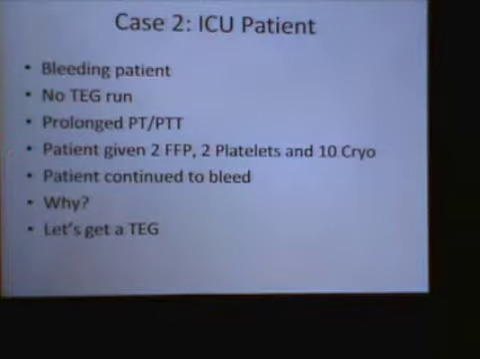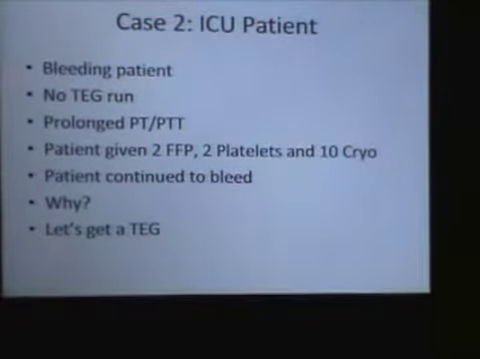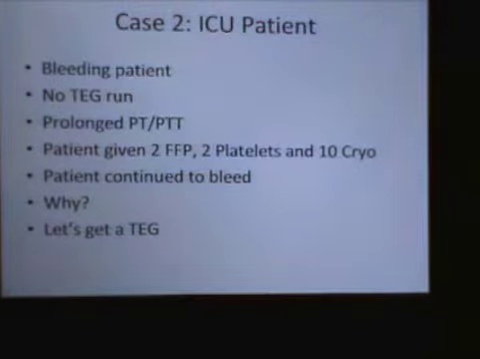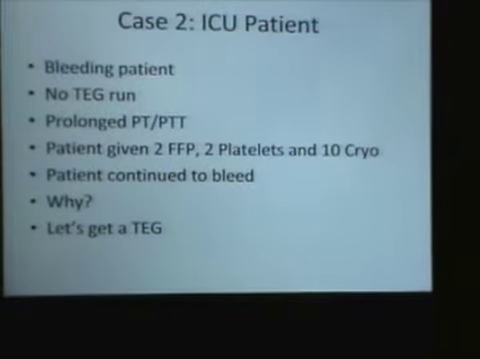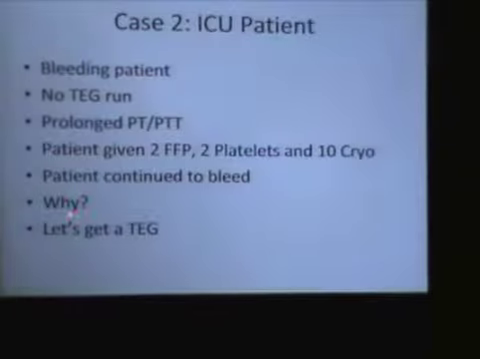ICU patient, patient bleeding, no TEG run, prolonged PT, PTT, you would expect that. Patient given 2 platelets, 2 FFP, and 10 cryo. Patient continued to bleed. Why? Well, let's get a TEG.